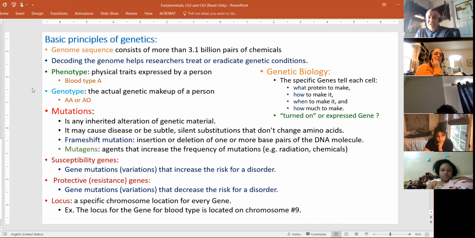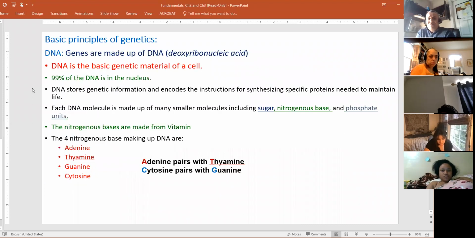Now, when there's a mutation, in other words, there's an alteration of the gene structure or the activity of the gene has changed, then we have a mutation. It can be at the gene level, or at the chromosome level. We have the gene locus, which is the exact location of the gene on the chromosome. For example, the gene responsible for the blood group or type is located on chromosome number 9.